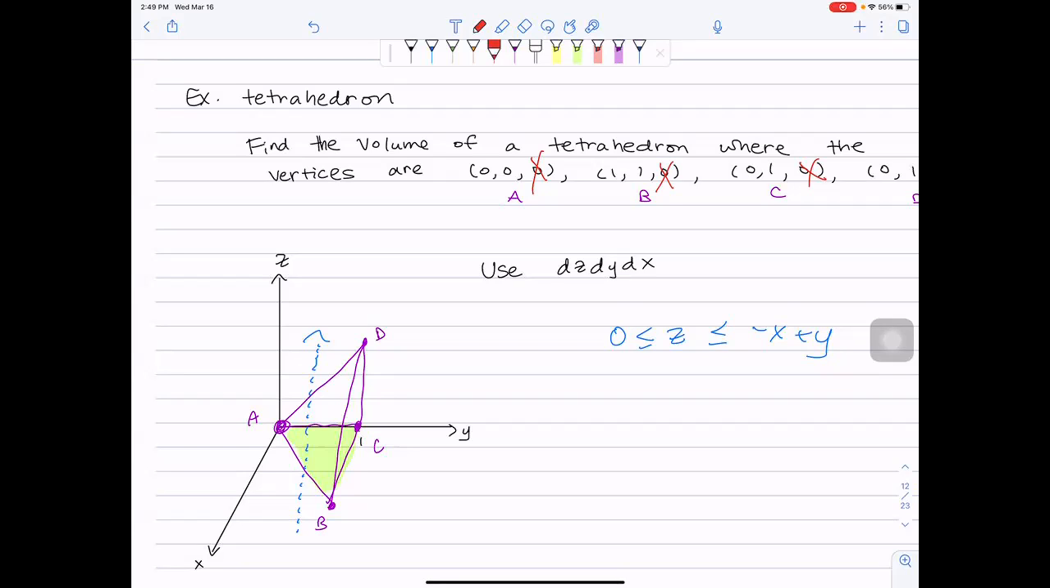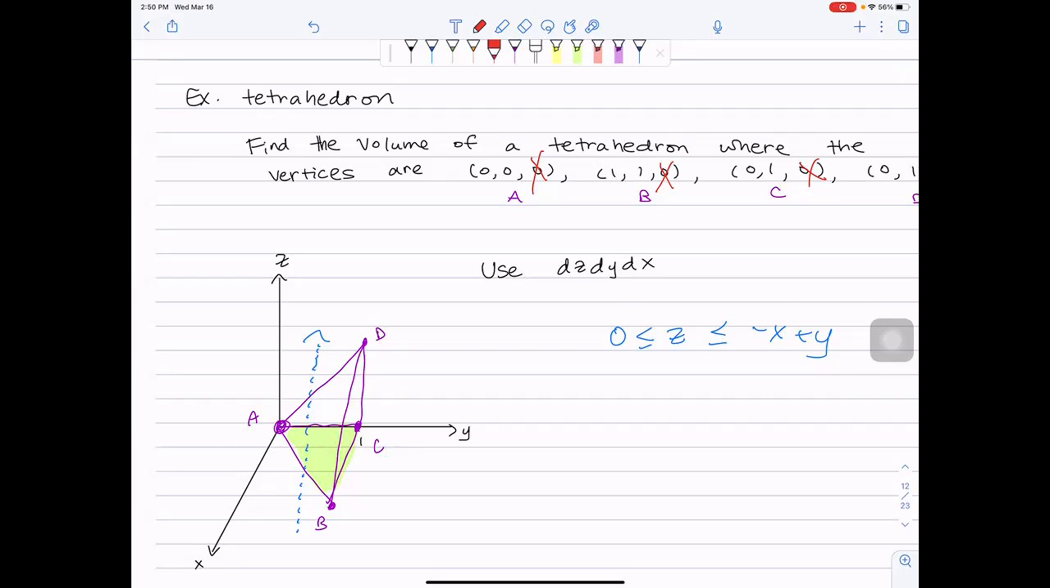So in the XY axis plane, this is what our shadow looks like now, after we've collapsed the Z axis. So now this becomes a 2D problem, which we just did in the beginning of class. We could do dx, dy, or dy, dx. So let's do dy, dx.